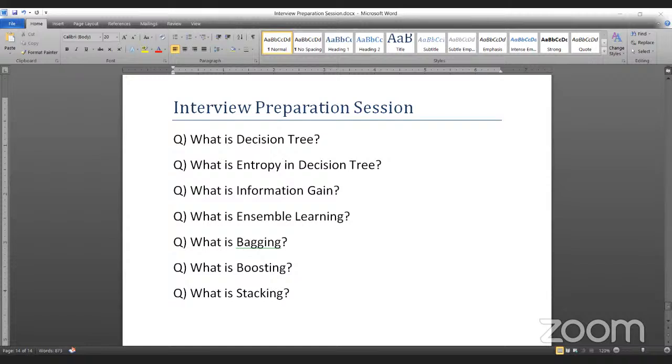But in stacking, we combine weak models and use different learning algorithms. We can use multiple algorithms here. Bagging and boosting are known as homogeneous learners, but stacking is known as heterogeneous learners because we can use multiple learning algorithms in it. We can use SVC, then KNN, neighbors, all together.